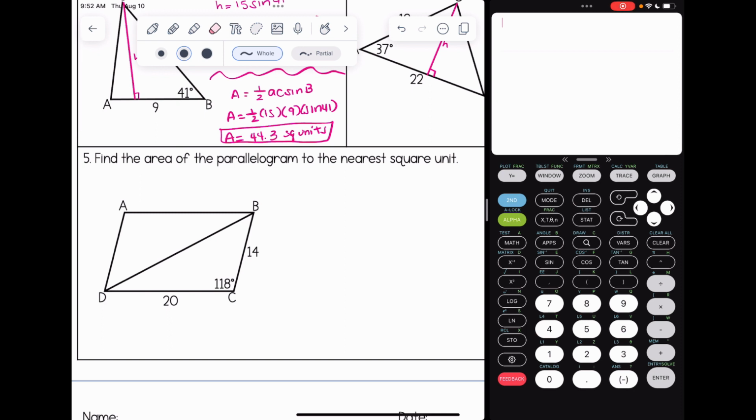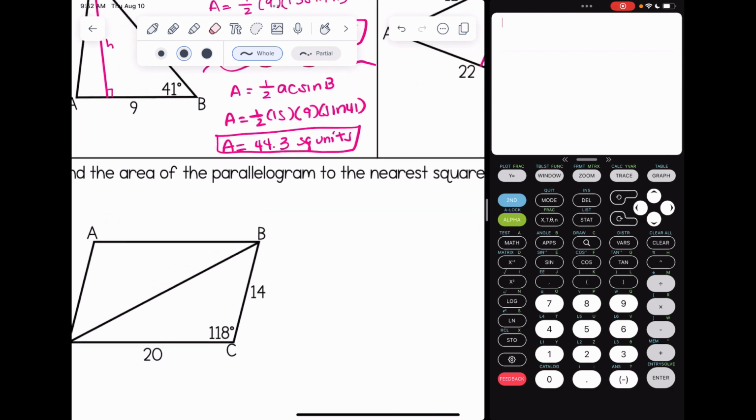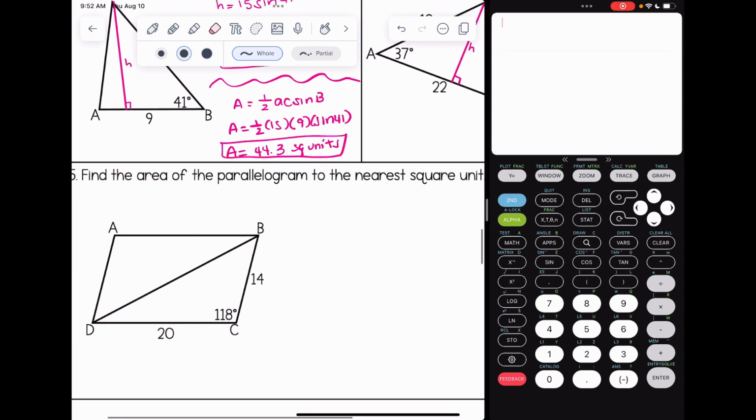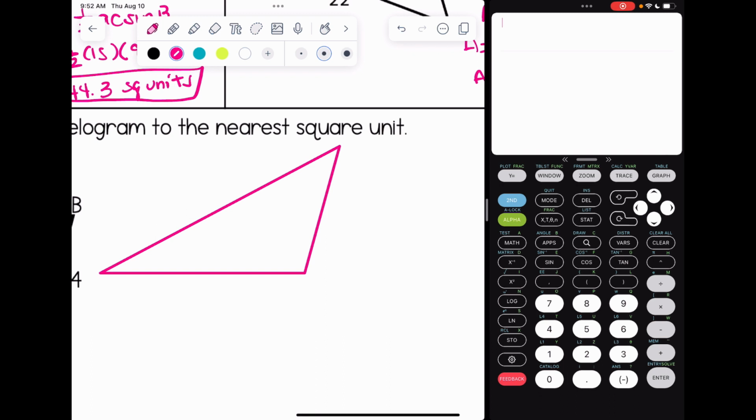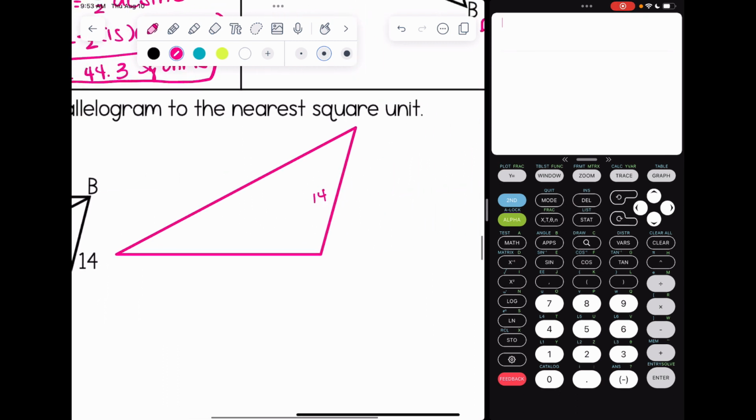So let's say that I'm going to start off using the method where we drop down the height, we create our right triangle and our trig equation using SOHCAHTOA, and we plug into the typical area of a triangle formula. I'm just going to focus on the triangle for this portion. Okay, so I'm looking at this piece here, and I'm just going to slide this over. I'm going to forget about the parallelogram for a moment. I know that this is 14. Let's neaten that up. So this is 14. I know that this is 20, and this angle is 118.